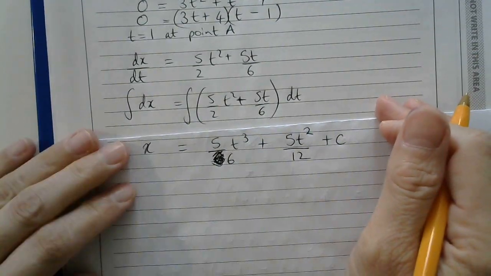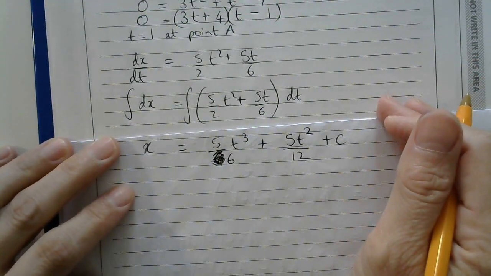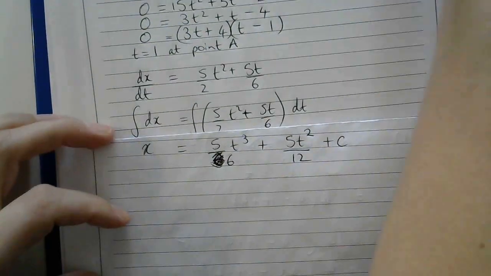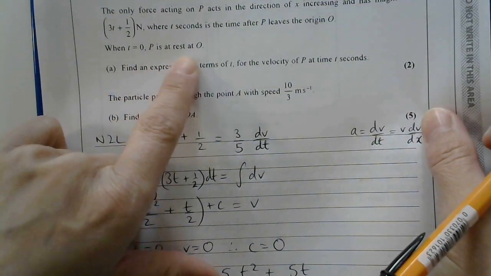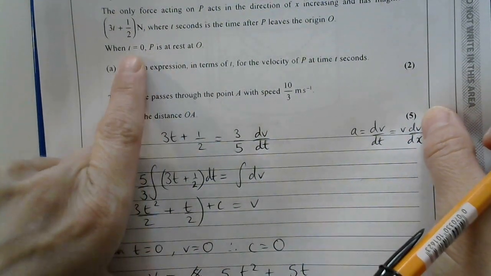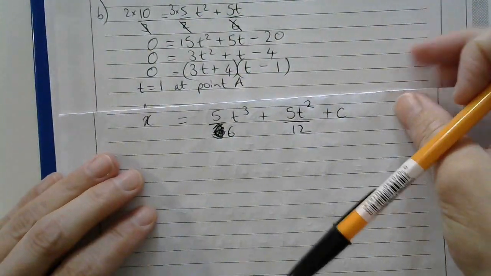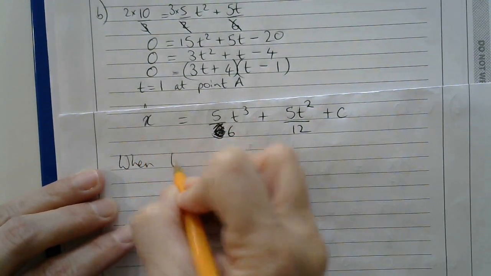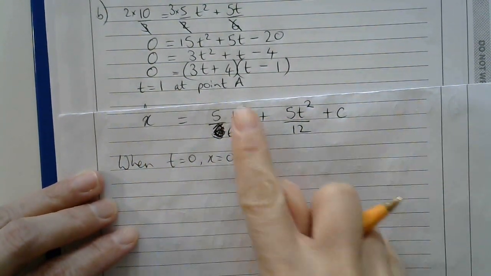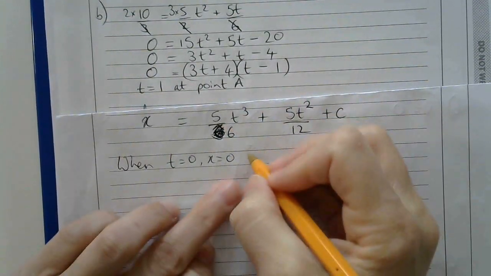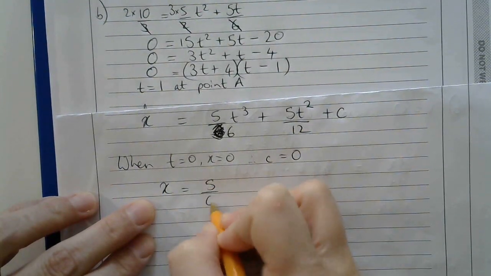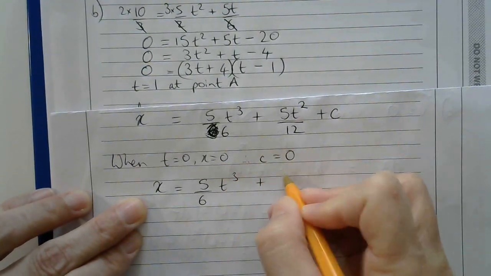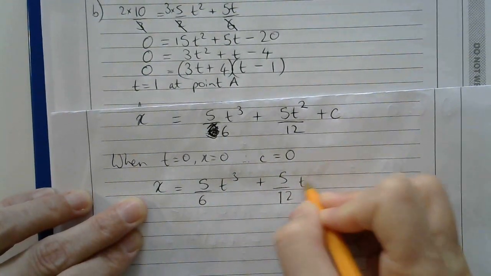And now I need to put in some initial conditions. Well, the initial conditions come from here. They said when t is 0, P is at rest at O. So in other words, when t is 0, x is 0. So if that disappears and that disappears and that disappears, I get that c is 0. So therefore x will be 5 over 6 t cubed plus 5 over 12 t squared.